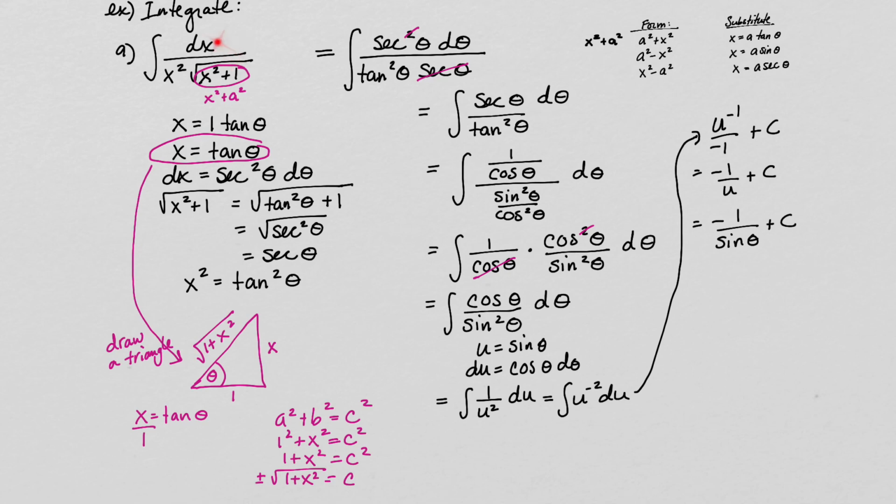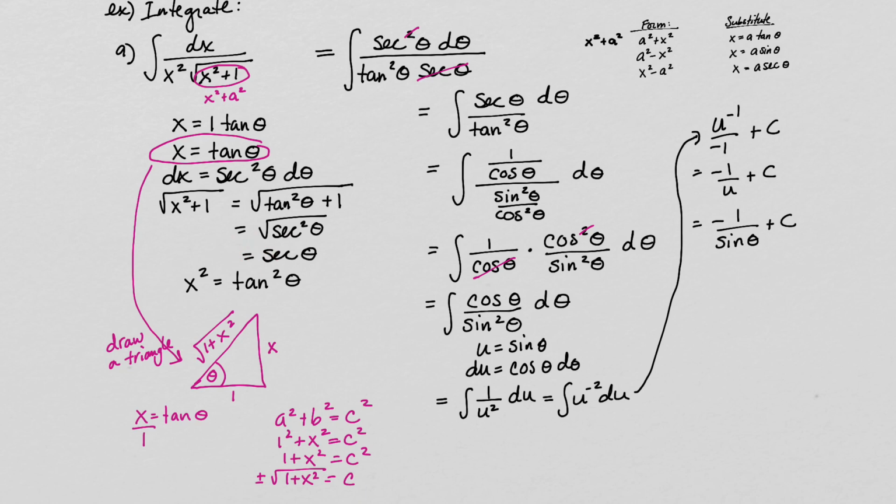My original problem here started in x's. So I have to get back to x's. And right now, I'm stuck in thetas, right? The thing I have right here is the sine of theta. And this is where that triangle comes into play. So if you look at this triangle here, we can use this triangle to figure out what the sine of theta is.